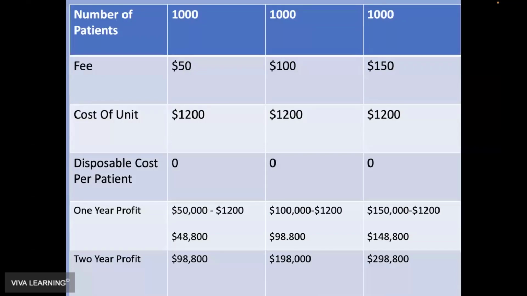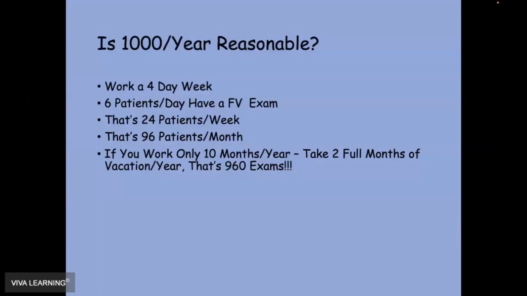This is assuming you do 1,000 a year. Can we do 1,000 a year? Sure. If we work a 4-day week, not a 5-day week, 6 patients a day have this. That's 24 patients a week. That's 96 patients a month. You only work 10 months a year, take 2 full months of vacation. That's 960 exams. So you can get to 1,000 easily enough if you market this correctly, which we'll talk about in a minute.